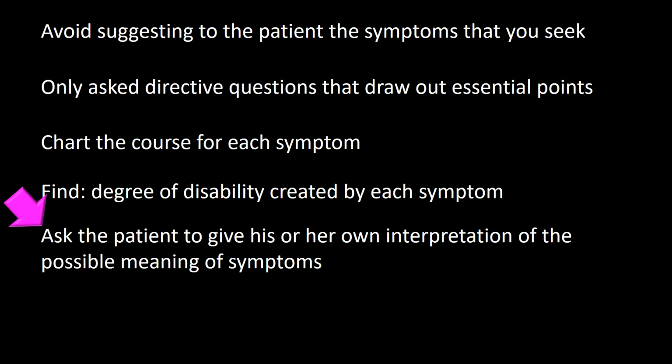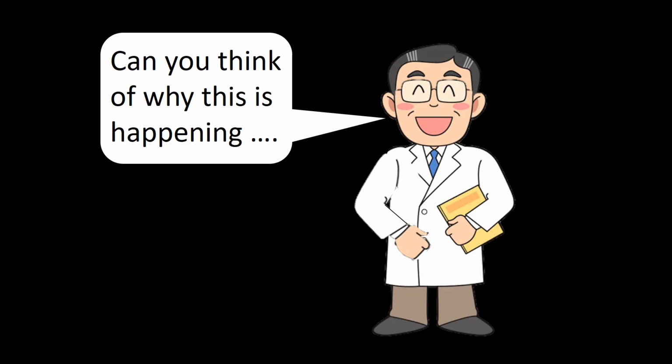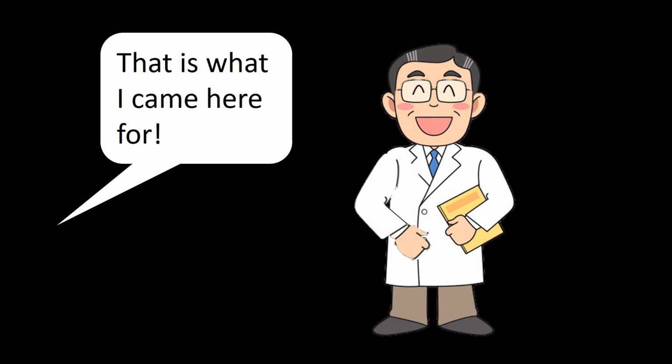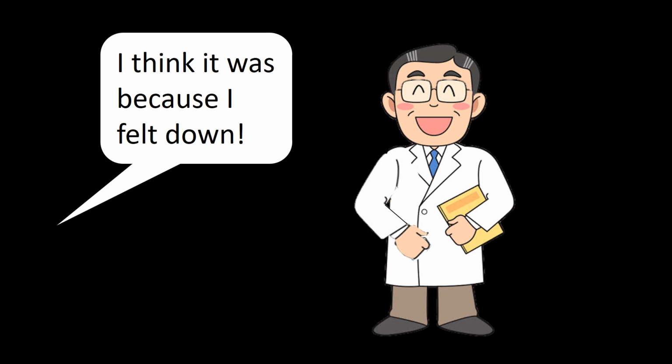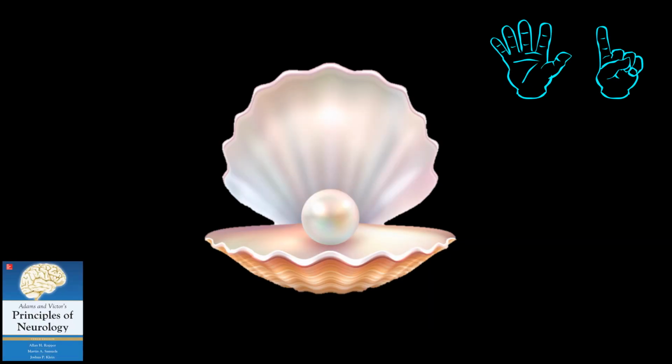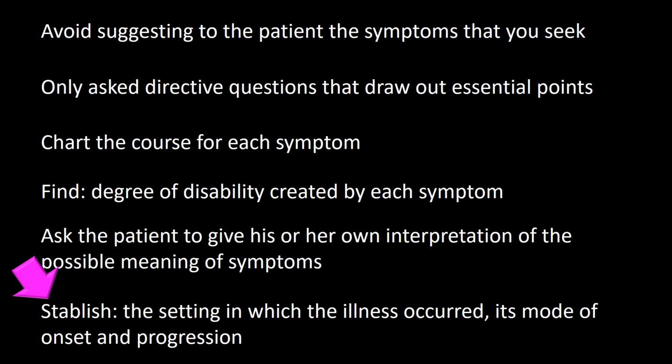The fifth pearl: ask the patient to give his or her own interpretation of the possible meaning of their symptoms. Questions like this one, "Can you think why this is happening?" may at times be answered by the patient in this non-helpful fashion. But at times, such questions reveal actionable information. And the last pearl: establish the setting in which the illness occurs, its mode of onset, and progression.